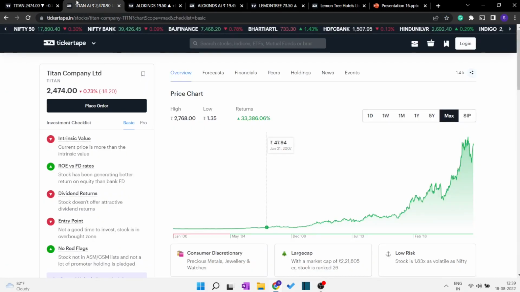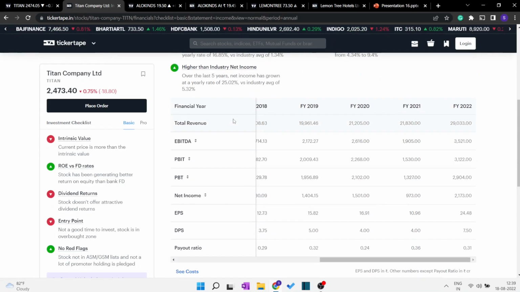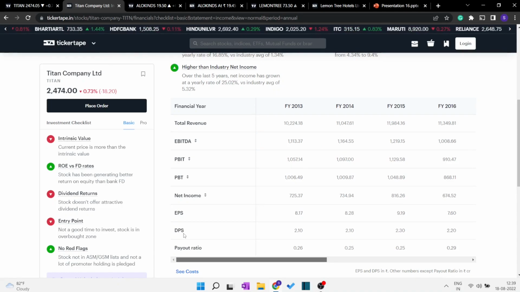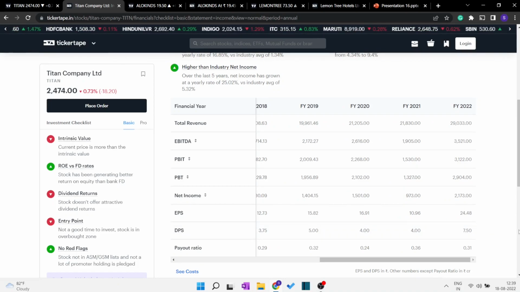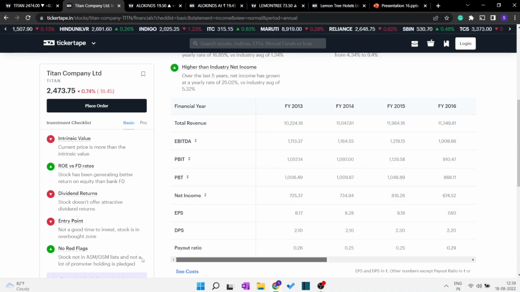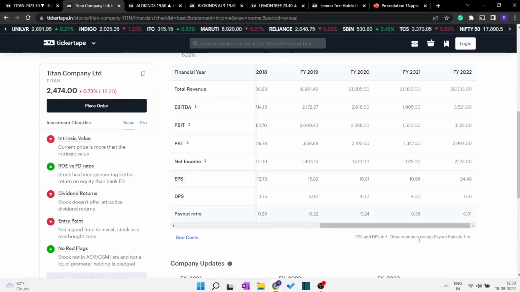So if we go and check Titan, historically till now it has given a return of 33,386%, which is just great. And if we go and see its financials, the revenues were always increasing, they never decreased. From 2013 the data is available here. So from 10,000 the revenue skyrocketed to 29,000 till 2022, and profits, EBITDA specifically, from 1113 to 3521, which is great. They paid good dividends as well.